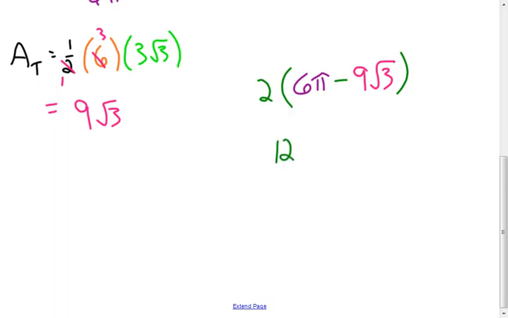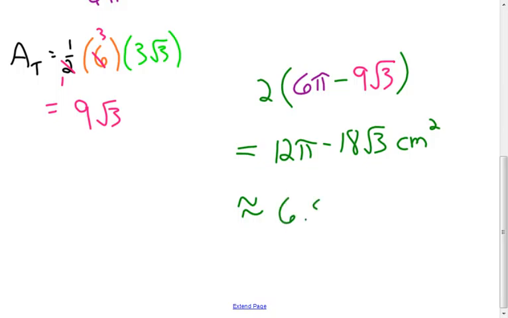I'll end up with 12 pi minus 18 root 3 centimeters squared. This is the exact area of it. Now, that's a pretty hard number to look at and to be able to understand, well, how big is it? So what I'm going to do is I'm going to punch it on my calculator and come up with the approximate value. That approximate value comes out to be 6.52 centimeters squared.